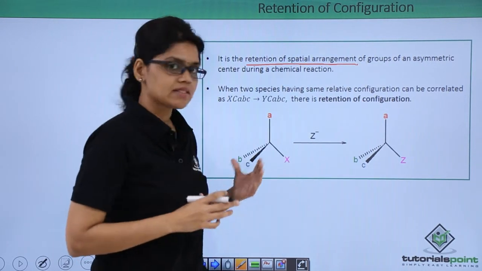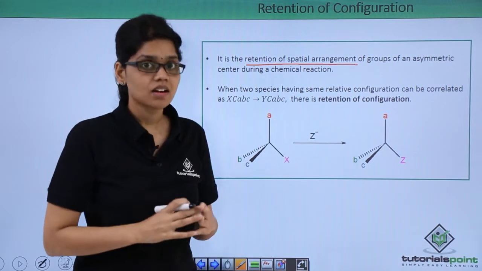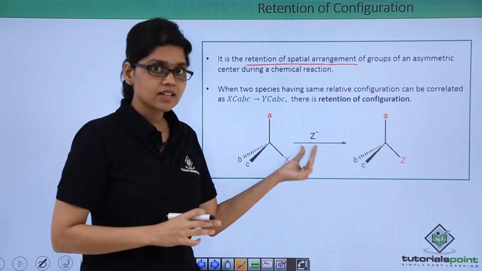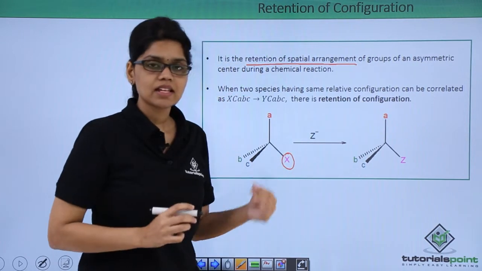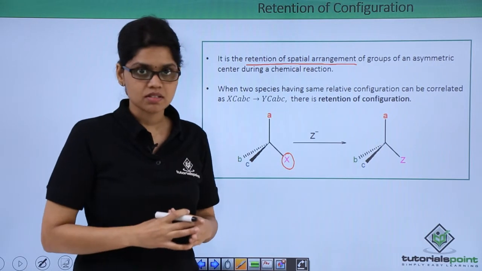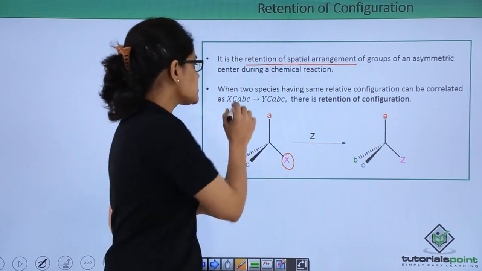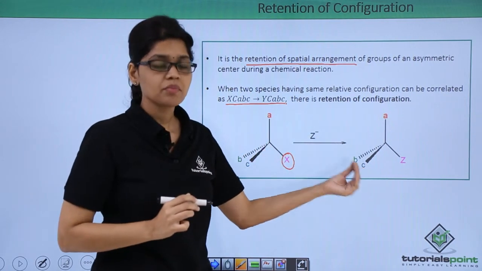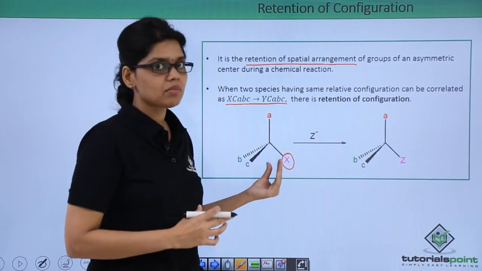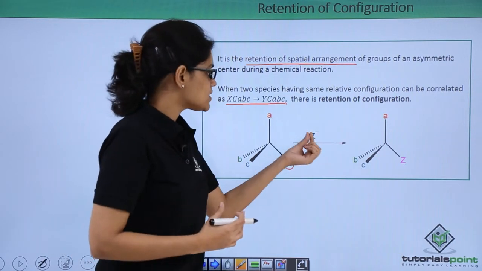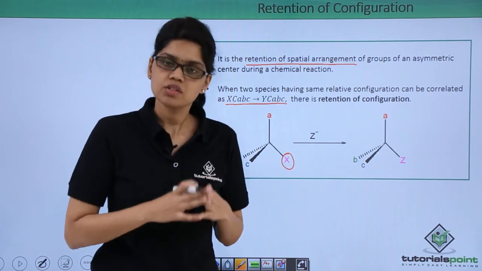As you can see, here we have an asymmetric carbon, which means a carbon atom that has 4 different substituents, and when this undergoes a chemical reaction with Z such that in the final product all it does is Z replaces the X, in that case we can say that there is retention of configuration because the two species have the same relative configuration and can be related as XCABC to YCABC. You can simply see that the stereochemistry or the configuration around carbon has not changed, as the Z has simply replaced the X in the final product. So this is an example of what happens in retention of configuration.